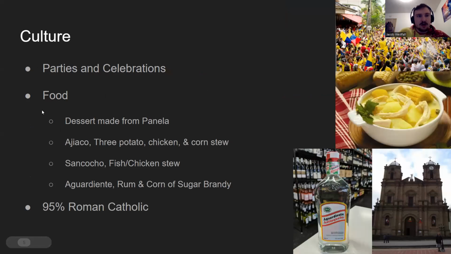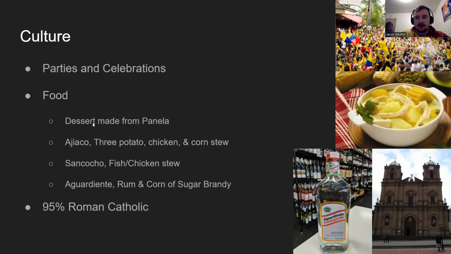As for culture, a large part of Colombia's culture is parties and celebrations. As you can see here, this is a celebration of Colombia's Independence Day. They have 18 long weekends a year. So they have 18 Monday holidays that they celebrate. Parties and festivals are very common in Colombia, and it's a big part of their culture.